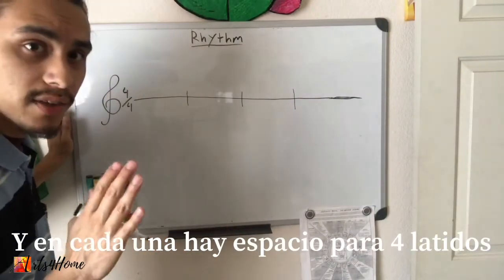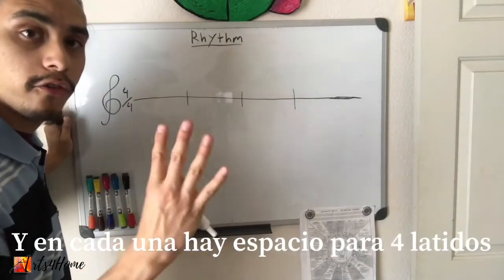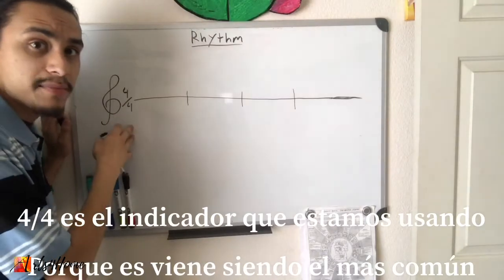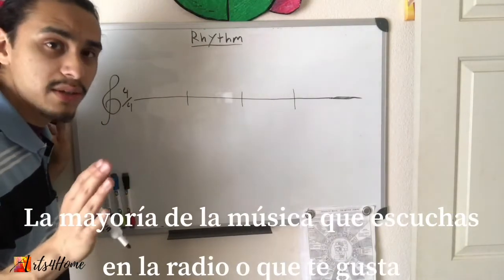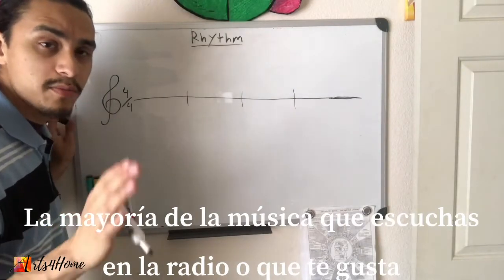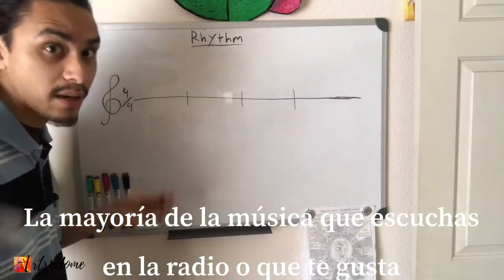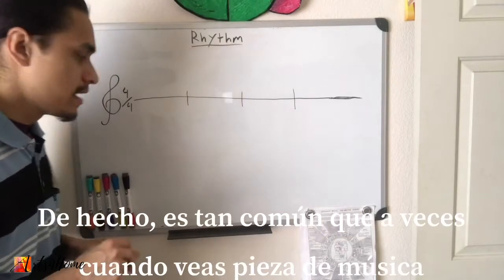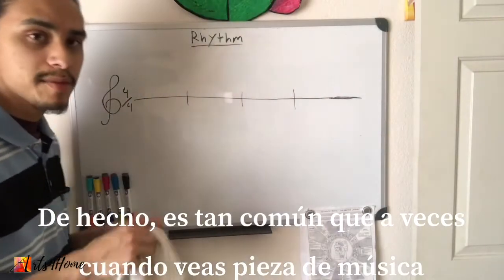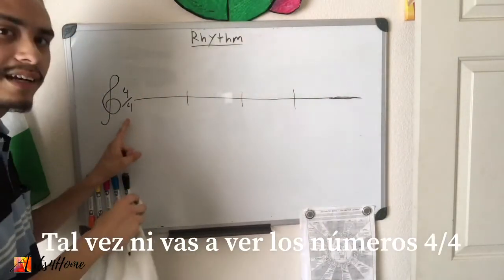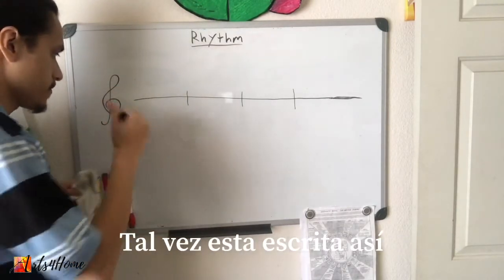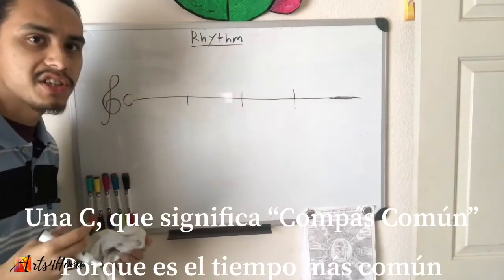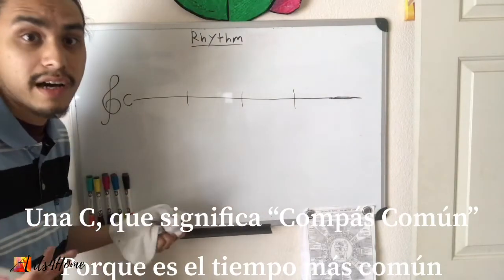And in each one of these, we're going to be able to fit 4 beats. 4/4 is the time signature that we're using because it's the most common time signature. Most of the music that you listen to on the radio, most of the music that you like, or most of the music that's out there is in 4/4 time. In fact, it's so common that sometimes when you're reading a piece of music, you might not even see the numbers 4/4. You might see it written like this, a C, which stands for common time because it's the most common time.